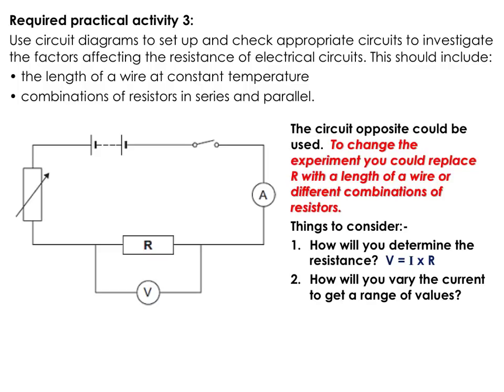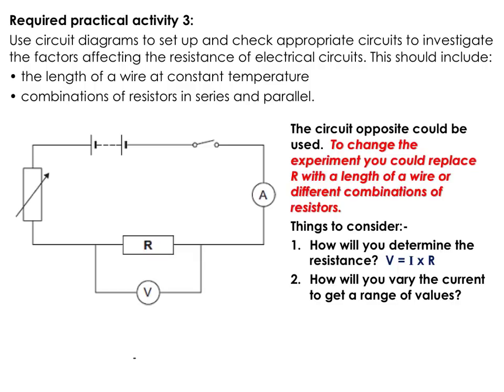Okay, so we're moving on to required practical activity 3 now. And the required practical activity 3 says use circuit diagrams to set up and check appropriate circuits to investigate the factors affecting the resistance of electric circuits. This should include the length of the wire at a constant temperature and combinations of resistors in series and parallel.